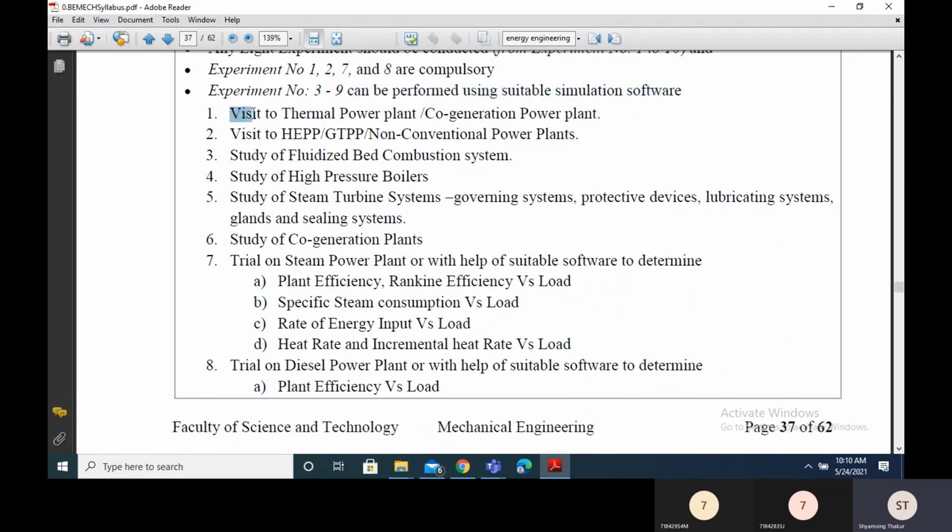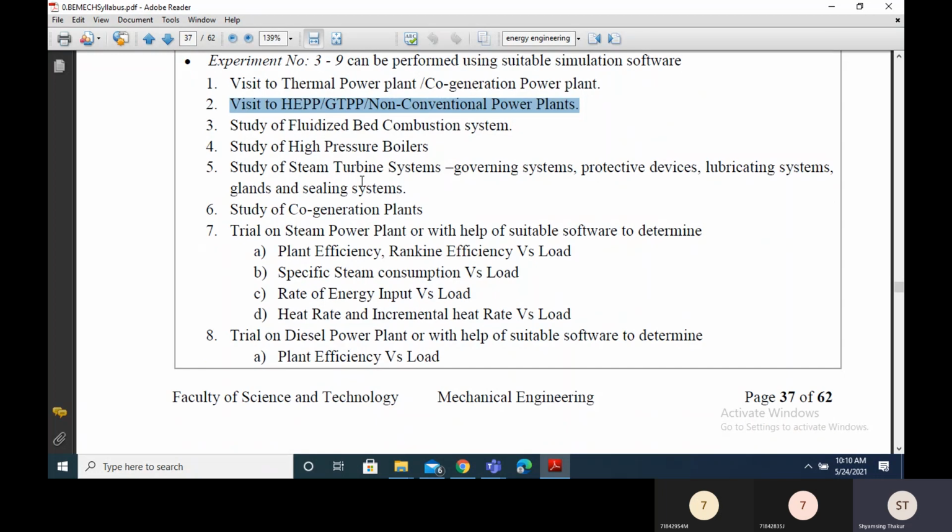So the compulsory ones are the visit to a thermal power plant and a cogeneration power plant. So we are doing the study of this cogeneration power plant over here. Then a visit to a non-conventional power plant, so we will see the model colony biogas power plant over here, and we will study its components and working.